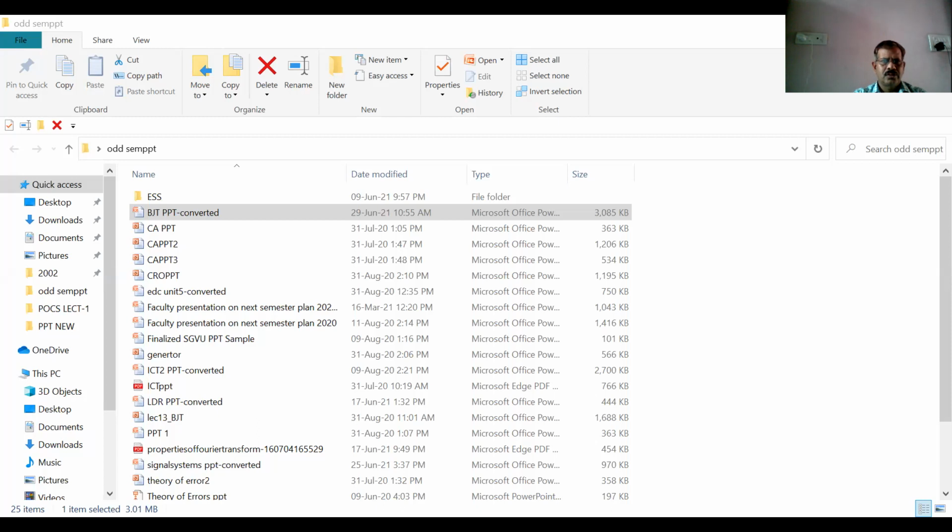So these are the two reference books for this topic. First one is Electronic Devices and Circuits by Millman and Halkias. Second one is Fundamentals of Electronics by Bell.